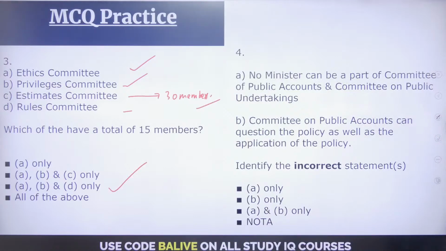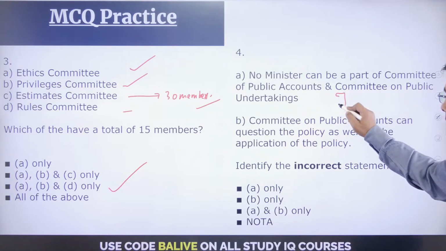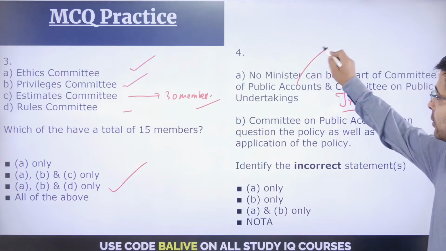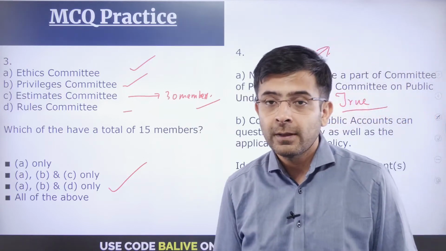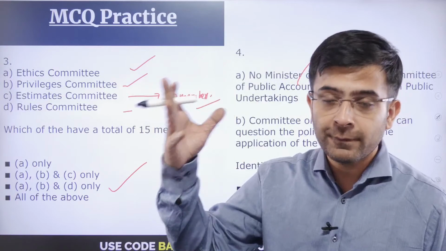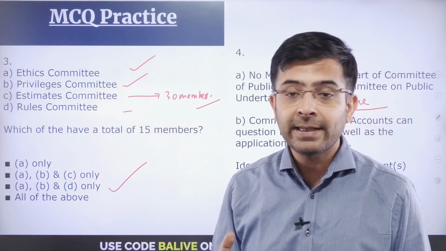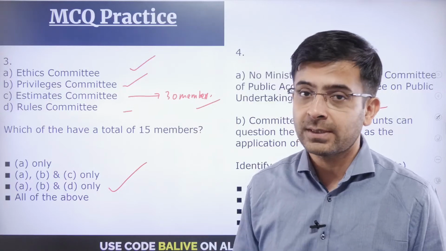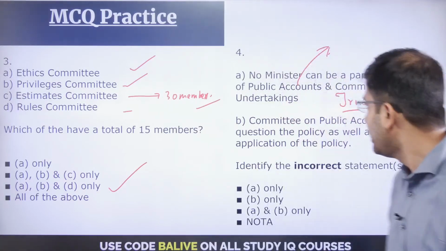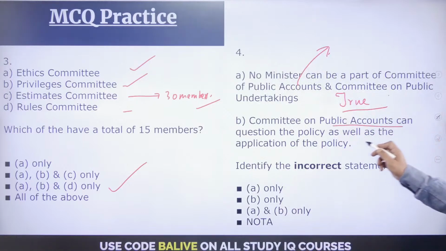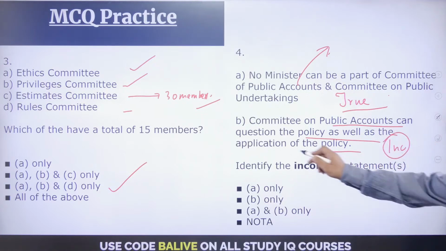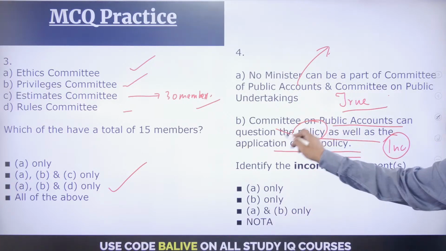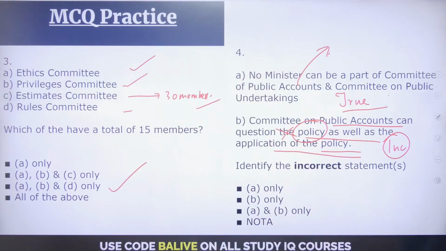No minister can be a part of the Committee on Public Accounts and Committee on Public Undertakings is absolutely true. Correct. Well, public accounts, you're looking to go ahead and hold the government responsible, accountable. But what part of the policy are you looking to hold the government responsible for? You are not looking at the policy, you are looking at the application of the policy, the thought process, the prudence of the policy. Okay. So while this is true, the Committee on Public Accounts can question the policy as well as the application of the policy is incorrect. It can only look at the application of the policy, not the policy itself. Right? So 4's incorrect statement here being B.